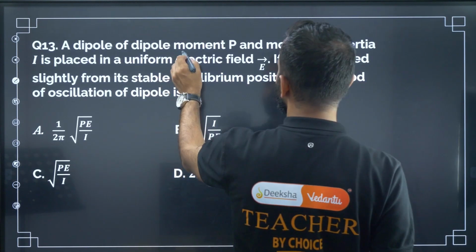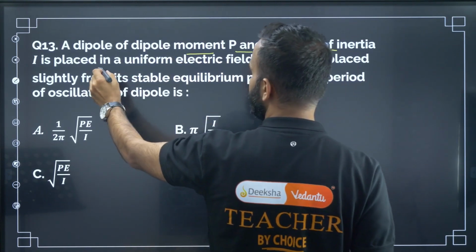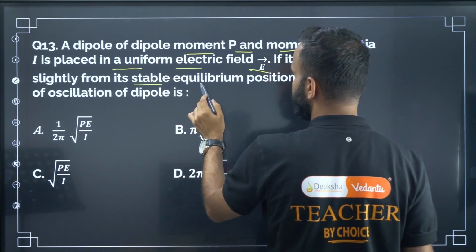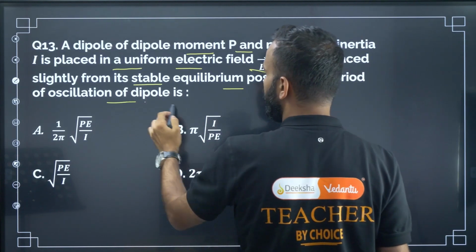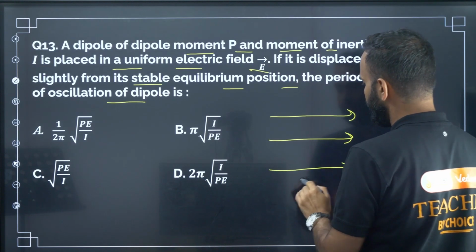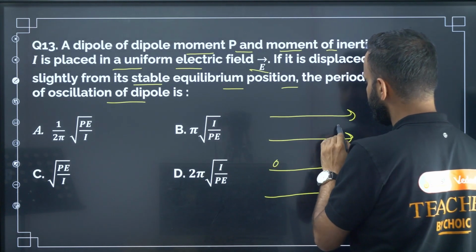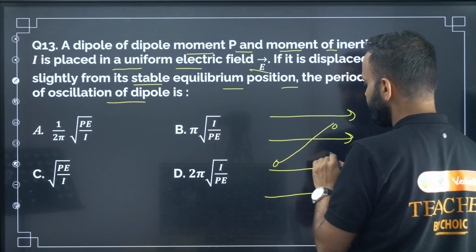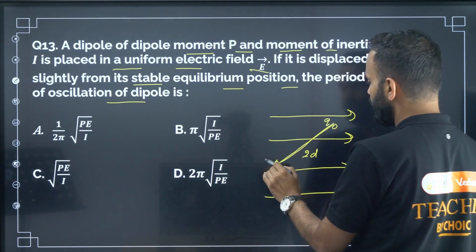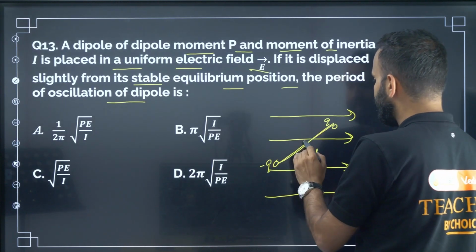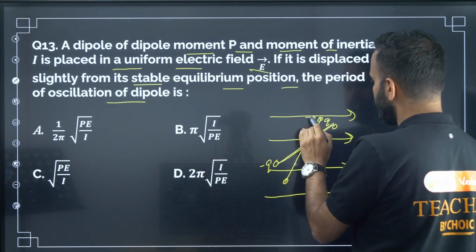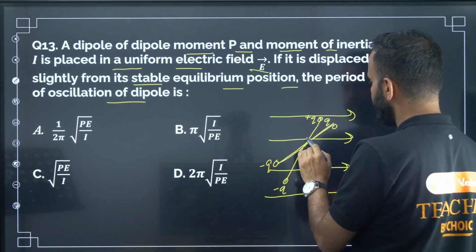A dipole of dipole moment P and moment of inertia I is placed in a uniform electric field E vector. If it is displaced slightly from its stable equilibrium position, the period of oscillation of the dipole is. Okay, so this is the uniform electric field. Dipole is placed in a uniform electric field. So this is 2D. Okay, positive charge and negative charge. Now it is slightly displaced, plus Q charge and minus Q charge, right?